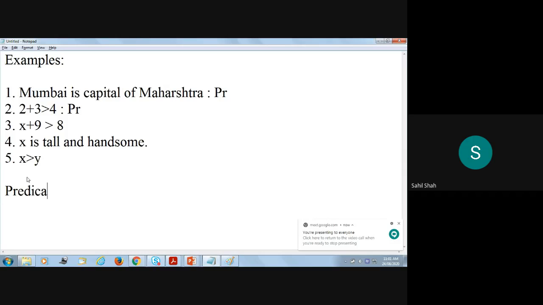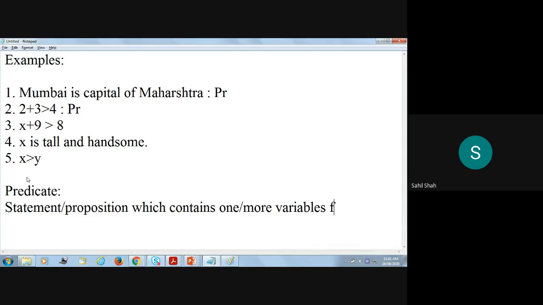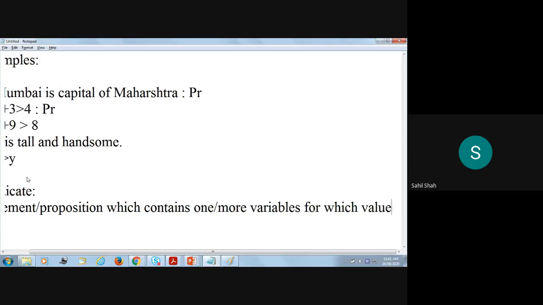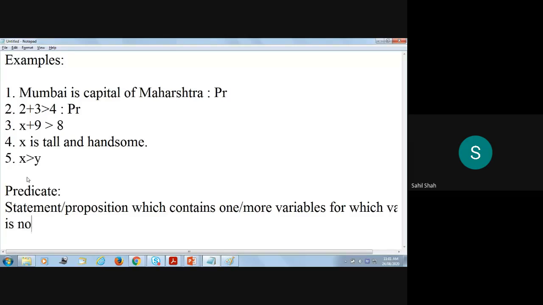Today's point of discussion is the definition of predicate. A predicate is a statement or a proposition which contains one or more variables for which the value is not known. I mean to say, you cannot determine a truth value.